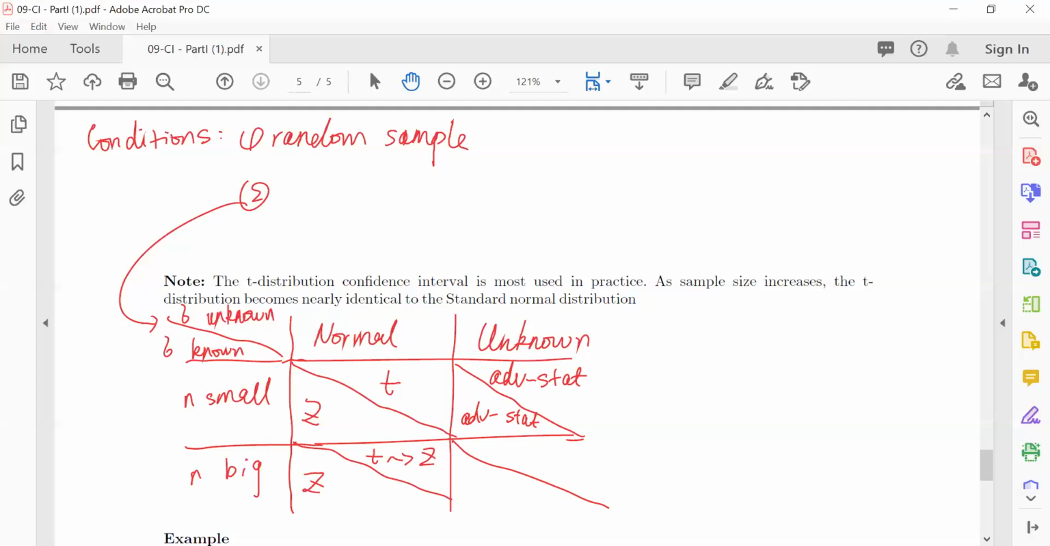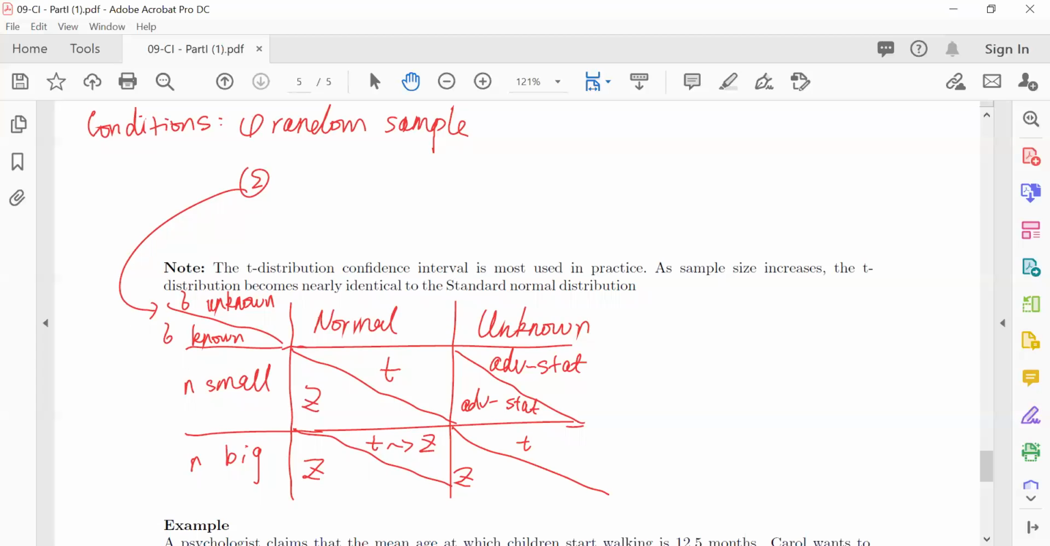But when your population distribution is unknown, but your sample size n is big enough, then we could still use this. And again, as I mentioned, your t distribution could be approximated by this z-score here. So one thing that I would like to mention here is this interval estimation that we have talked about is kind of like a robust estimation. What does it mean by robust estimation?